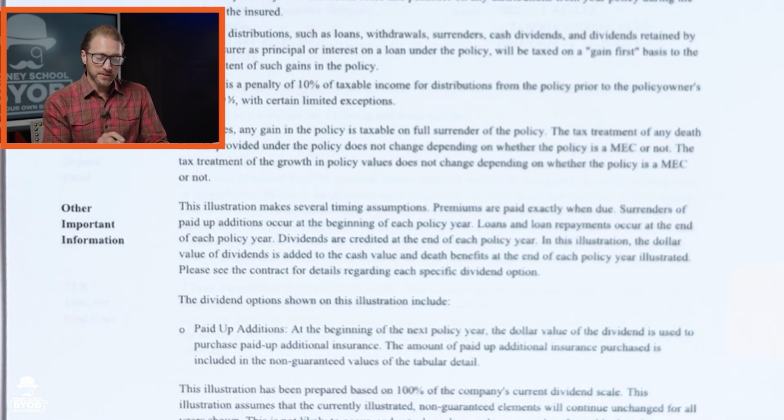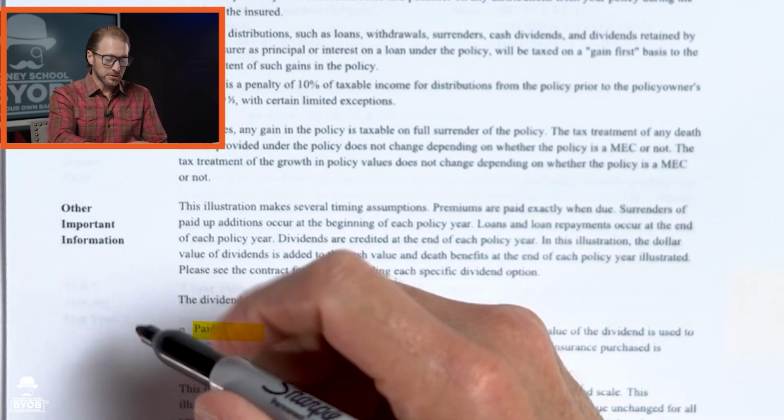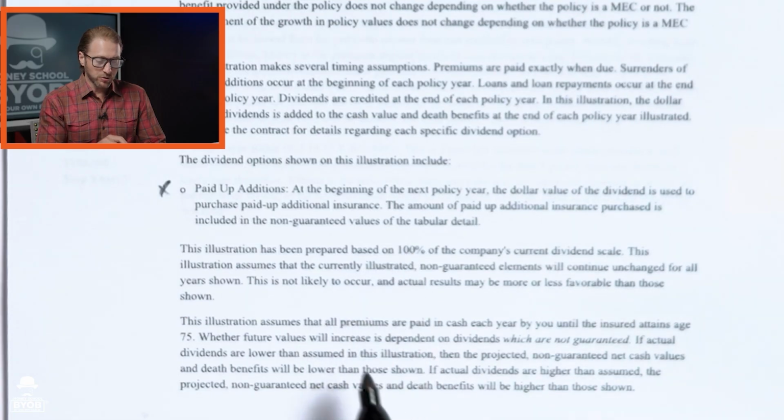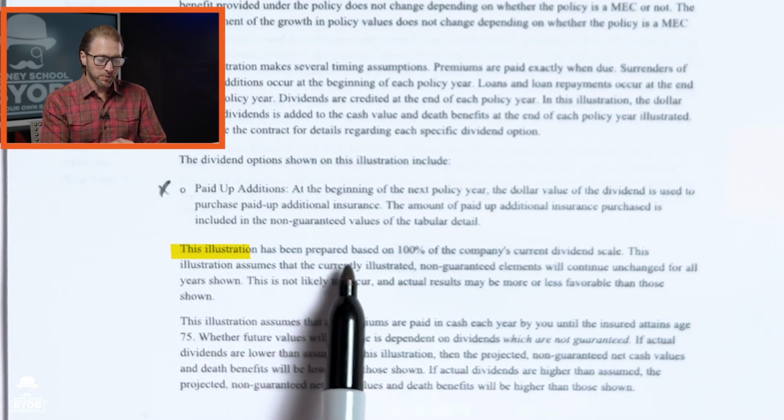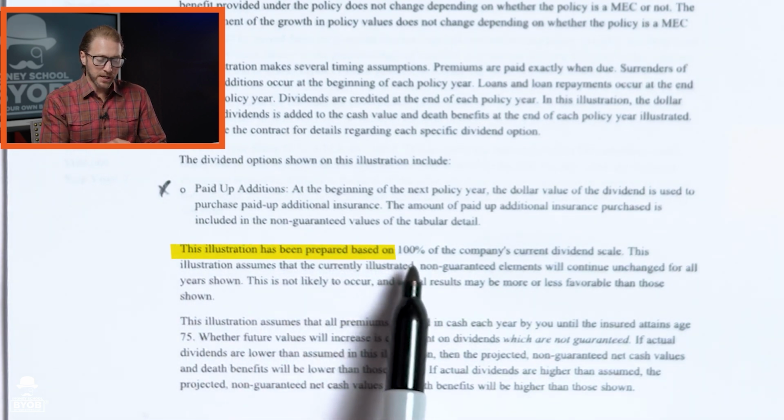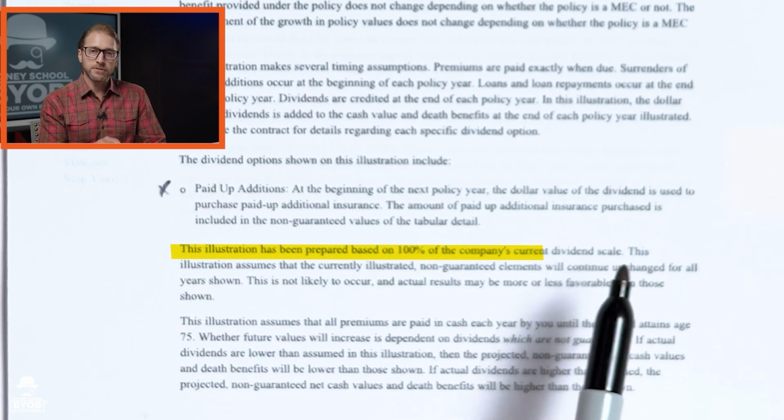Dividend options on the illustration include paid up additions. I had mentioned that. So the way we're designing this policy and every policy for the most part is always going to be with dividends being applied to paid up additions, because that's what's going to increase your cash value and your death benefit like that graph showed. And then this one just shows you right here, the illustration has been prepared based on 100% of the company's current dividend scale. That's important because current dividend scale is what we're looking at every year in this policy.